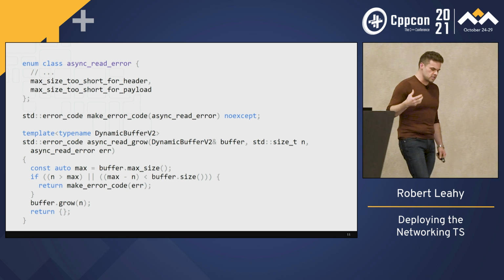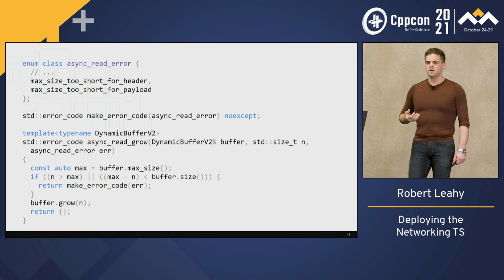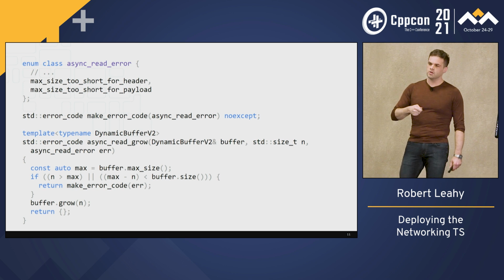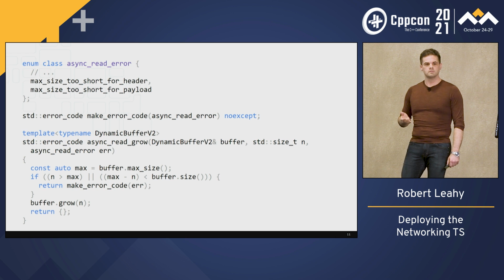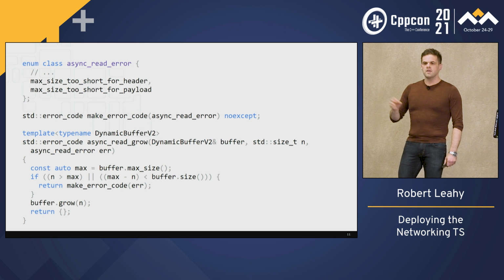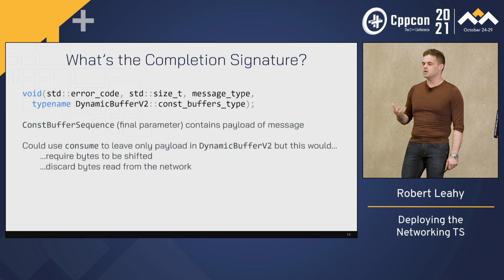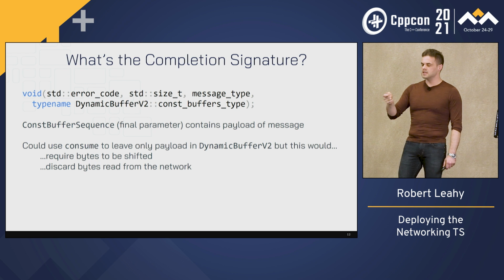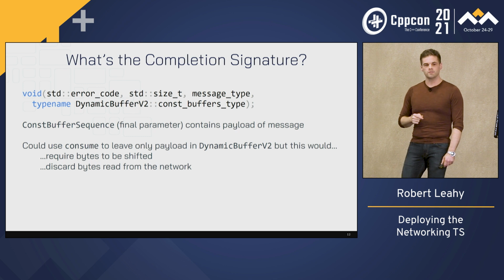But in talking about async read, I've omitted something else, because async read is the initiating function of an asynchronous operation. And asynchronous operations don't complete by reporting their values through the return channel. No. They complete later. They invoke a completion handler, and as such, they have a completion signature. So the completion signature of async read contains an error code, the number of bytes transferred, the message type which was read, and a view into our dynamic buffer.